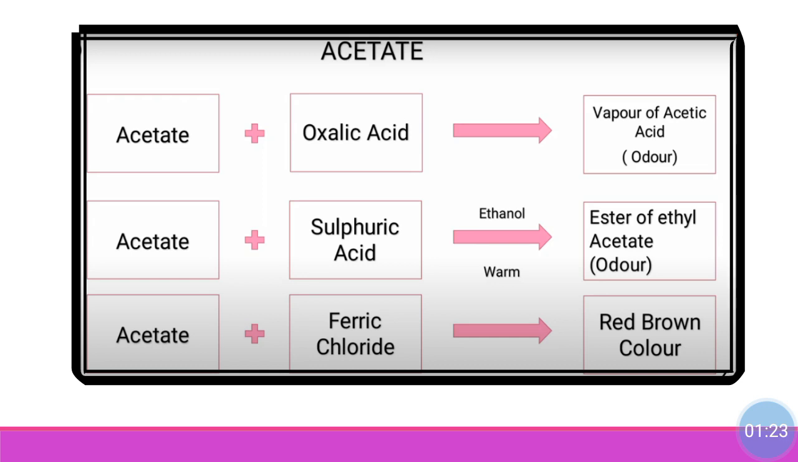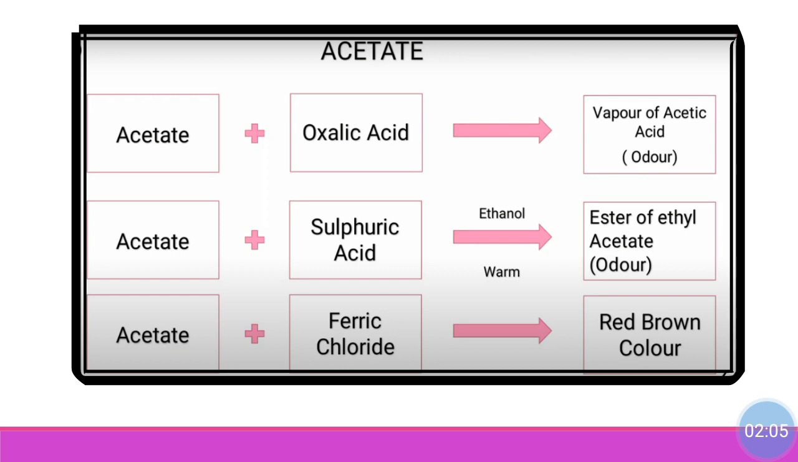The first test is for acetate. When acetate reacts with oxalic acid, vapors of acetic acid are formed, and these vapors have a particular odor. So acetate ions are recognized by this particular odor. In the first case, acetate and oxalic acid, after heating, a particular odor starts to come.